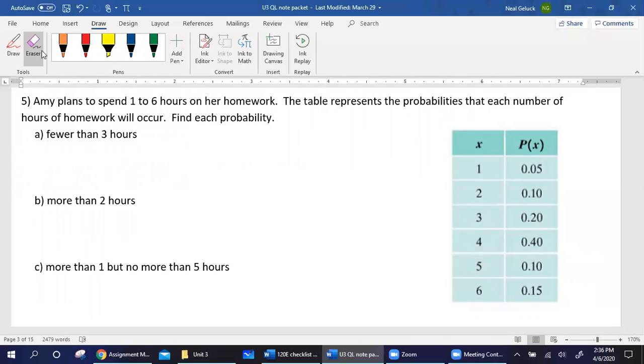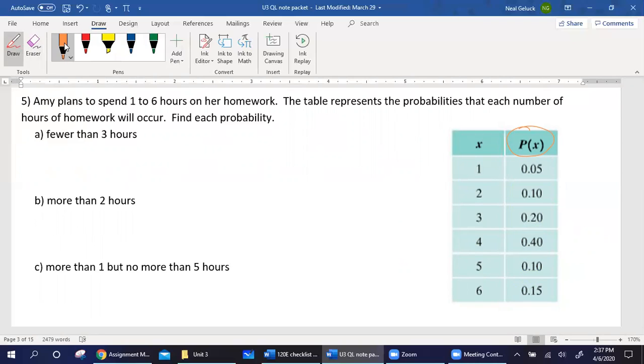So the probabilities of each one of these, she has basically a 5% chance of spending around an hour, a 10% chance of 2 hours, so on and so forth. They're not evenly distributed. It looks like her best chances are the 4 hours. She has a 40% chance of spending 4 hours on her homework. We can use this, again, what's called a probability distribution, to figure out each of these individual probabilities. What's nice about these is the probabilities have already been calculated individually, so I don't have to do any dividing.